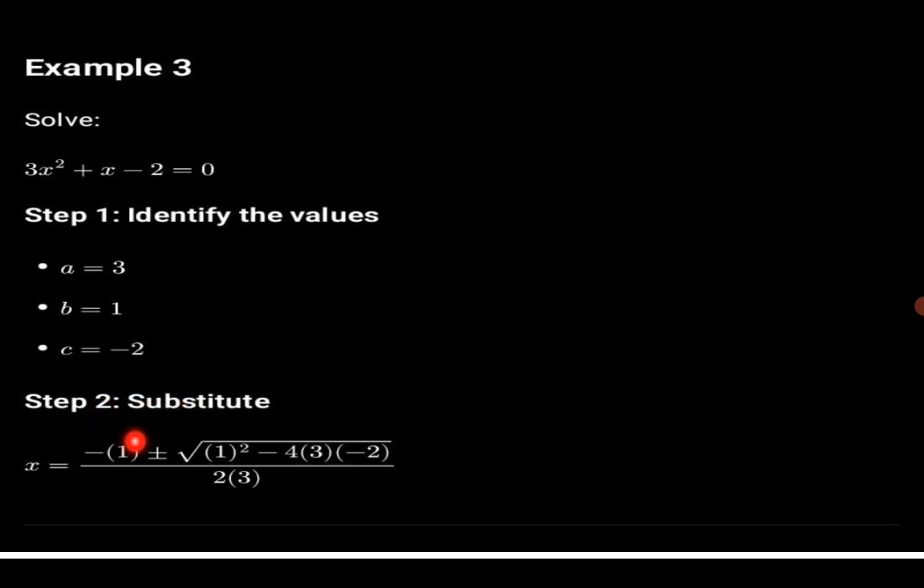So substituting will give us minus 1. Mind you, 1 is the value of B. Plus or minus then the root of 1 squared minus 4 times 3, and then multiplied by minus 2. Put this in brackets to avoid confusion with signs. Divide by 2 times 3. The 3 is the value of a up there. So that's how substituting goes.